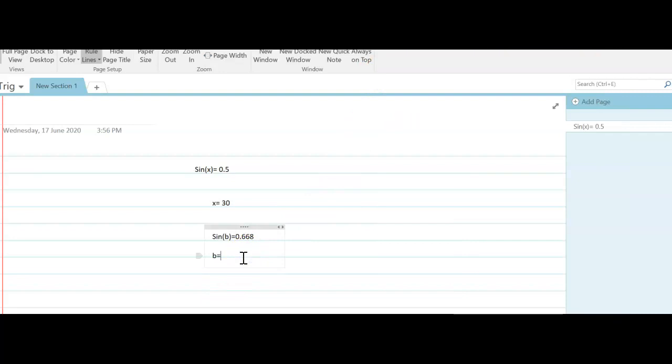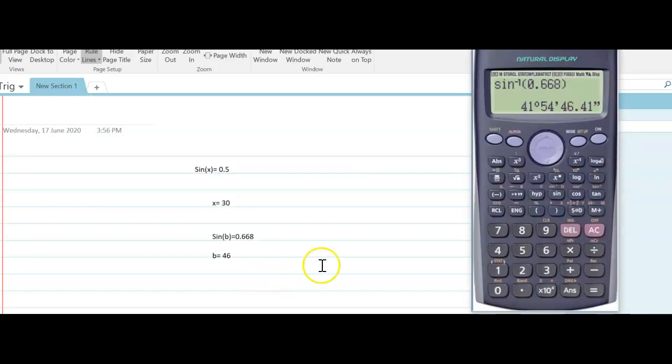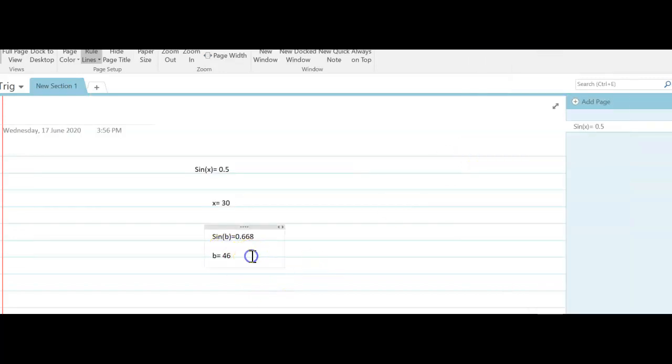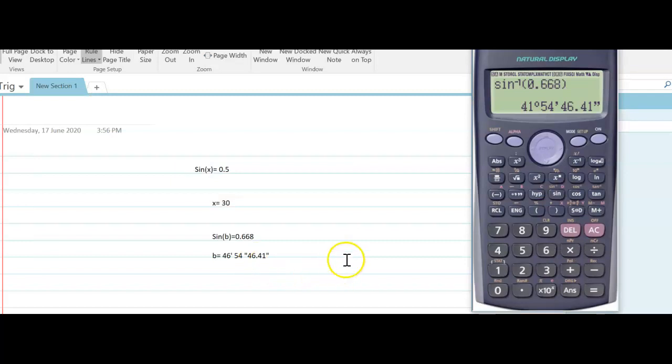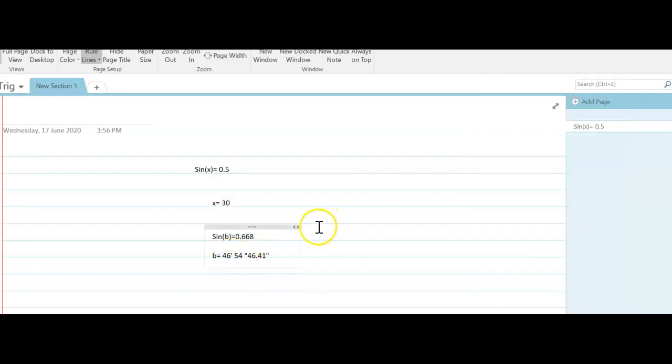Okay, so 46 degrees, I don't have the degrees symbol now, but I'll do it later. 54 minutes, actually I'll do this. Things like this. Okay, so that should be degrees, but I don't have a degrees symbol right now, so we'll just let it go. Okay, so that's my full size of that angle, right?